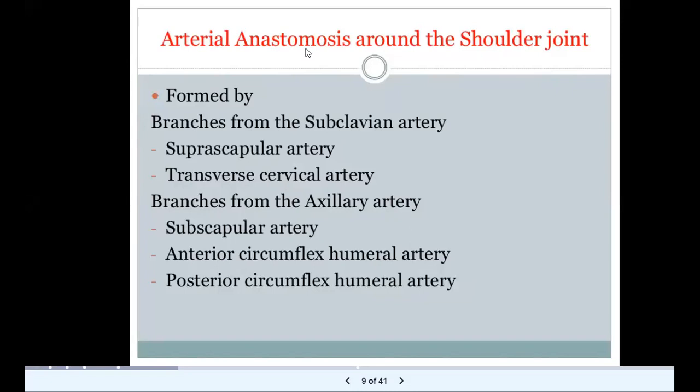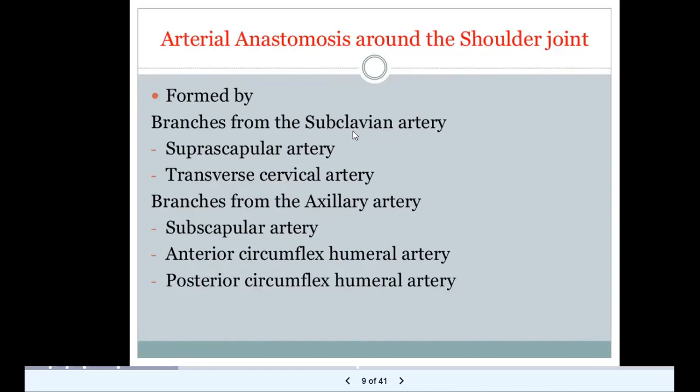And that anastomosis is formed by branches of the subclavian artery and branches of the axillary artery. Remember, we said that the subclavian artery becomes the axillary artery, but the subclavian artery gives off some branches before it becomes the axillary artery. And then the axillary artery gives off some branches also. Now, there are 5 main blood vessels that form the arterial anastomosis around the shoulder joint. We have 2 from the subclavian artery and 3 from the axillary artery.